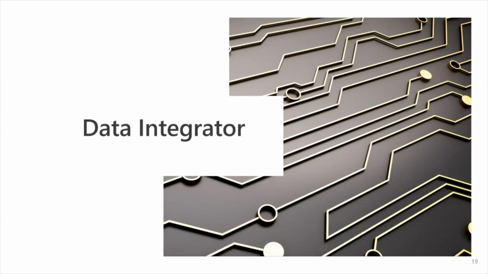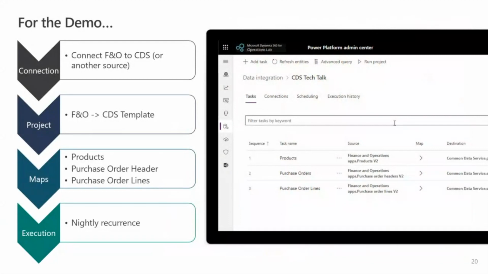All right, so switching gears to the data integrator, a couple of things for the demo. So I created a connection, which is, in my case, I connected to finance and operations and another CDS, but this could have been another source that's supported. So, one of the most common other examples would be like a SQL server. The next thing I did was I needed to create a project. And in my case, I chose the template that is for the F&O to the CDS template.